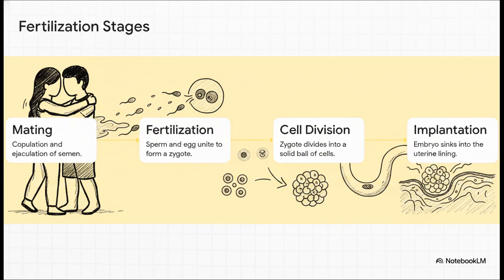As it travels down the oviduct toward the uterus, it divides incredibly fast. 2 cells, then 4, eventually turning into a solid ball of cells. Once it finally reaches the uterus, it sinks right into the uterine lining. That crucial step is called implantation, and it's the official start of its growth into an embryo.